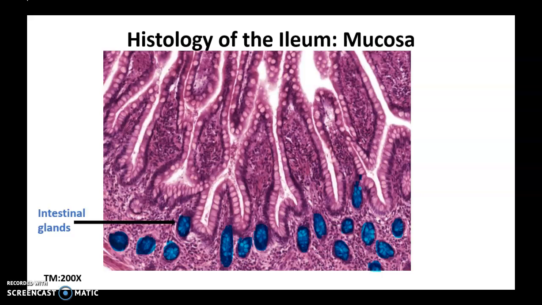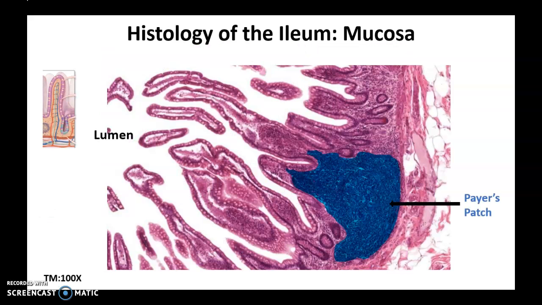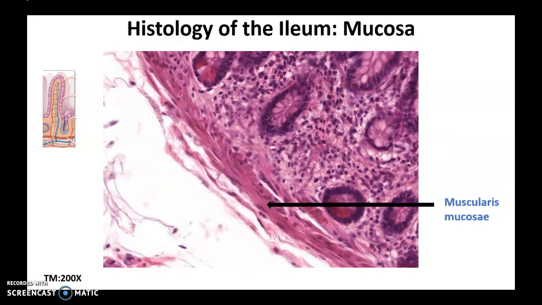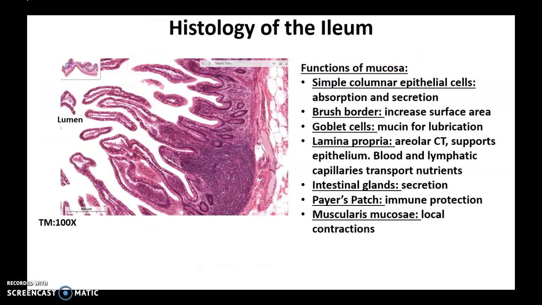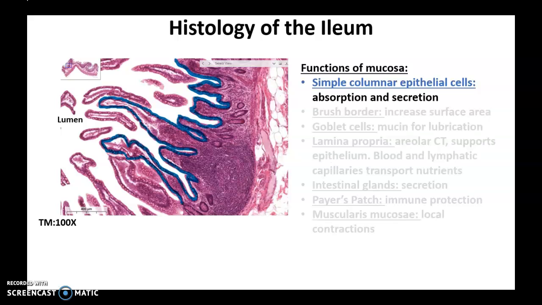glands called intestinal glands. Most importantly, we see these huge lymphatic nodules called Peyer's patch associated with the mucosa of the small intestine, specifically ileum. We also see the beautiful muscularis mucosa where the smooth muscle cells can be seen super clear. So moving on, now that we have identified all these different structures, let's talk about their functions.